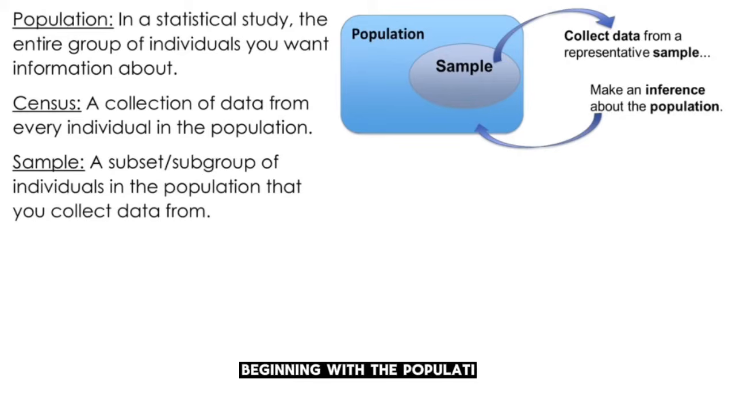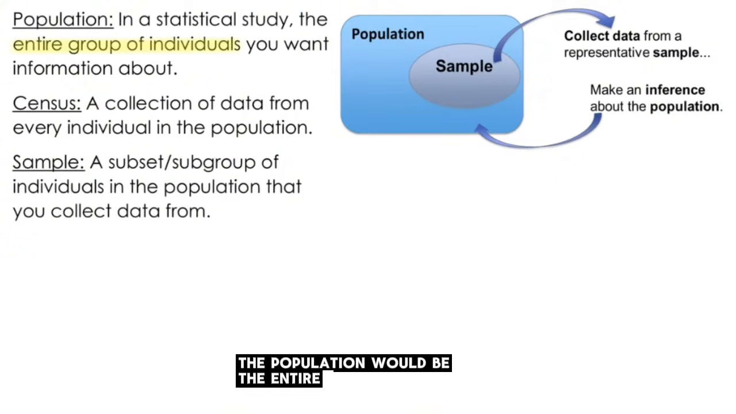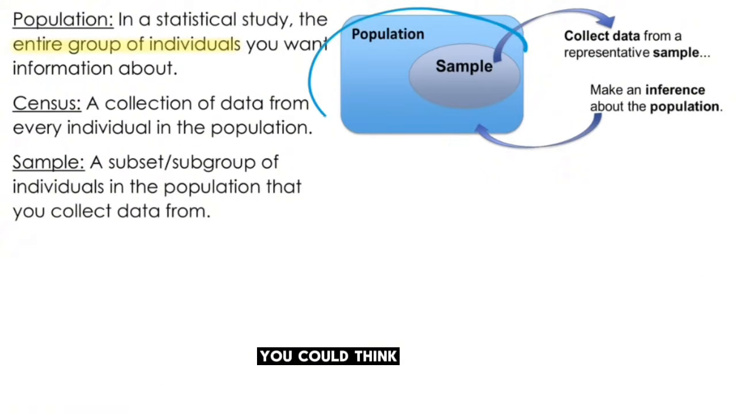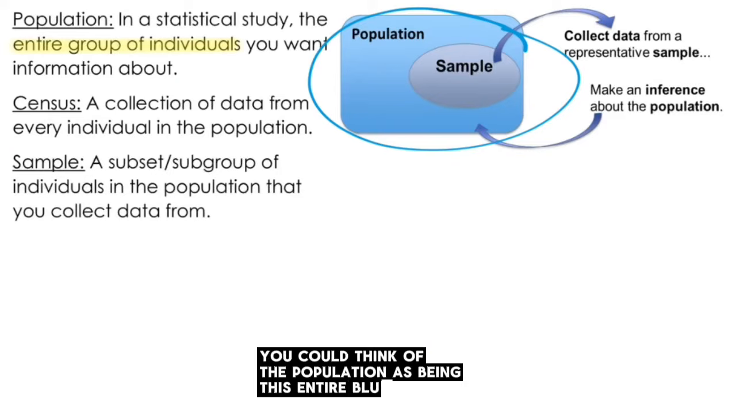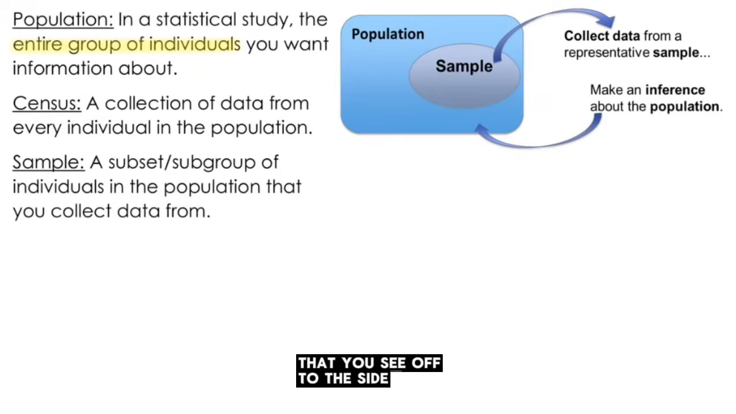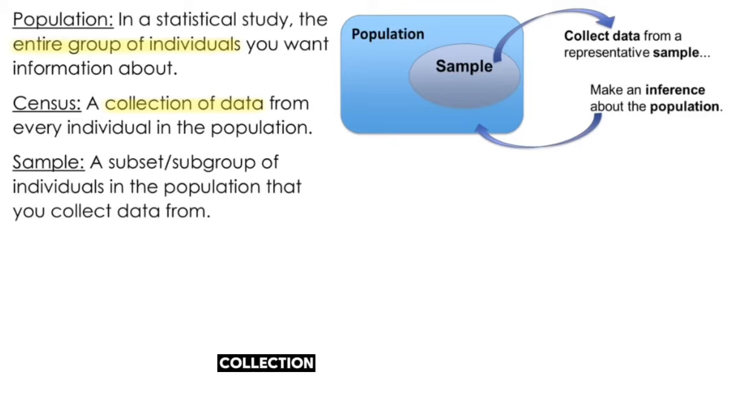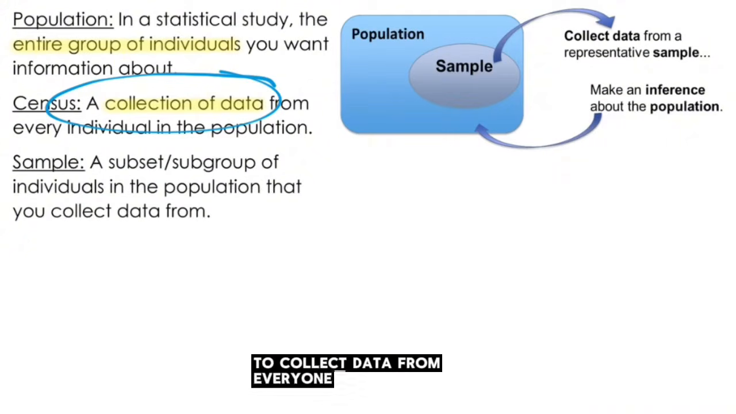with the population. So in a statistical study, the population would be the entire group of individuals that you are trying to collect information about. So you could think of the population as being this entire blue rectangle that you see off to the side. And within that population, we would want to conduct a census, a collection of data from every individual in that population. Now, that is the ideal goal, to collect data from everyone in the population.